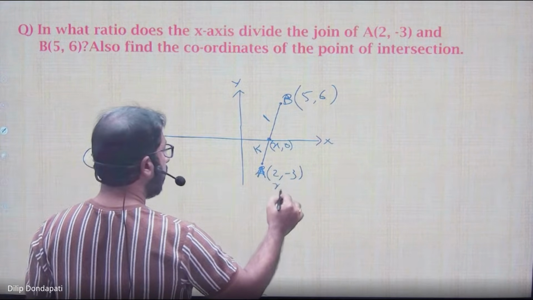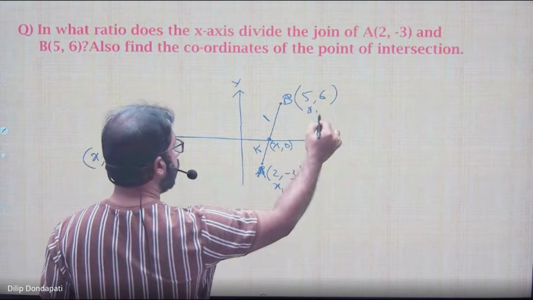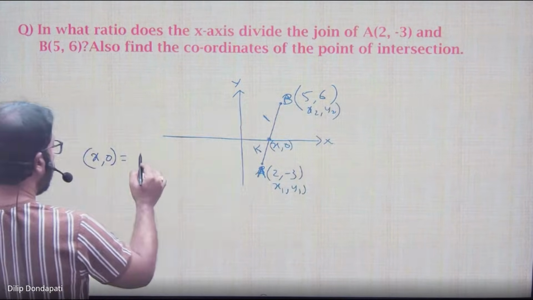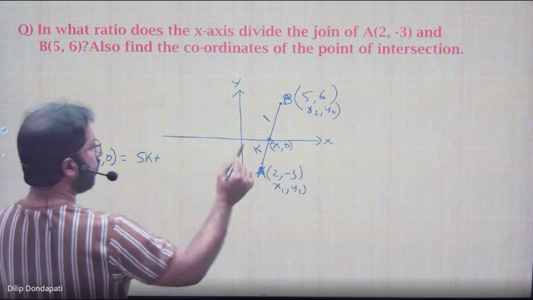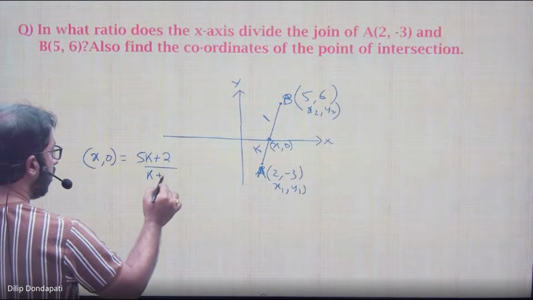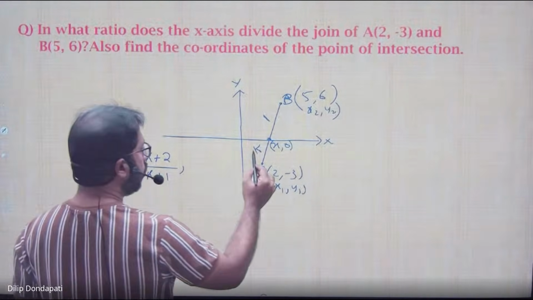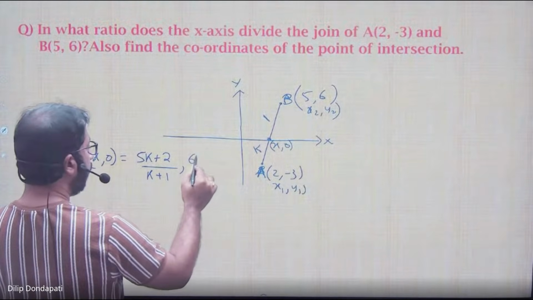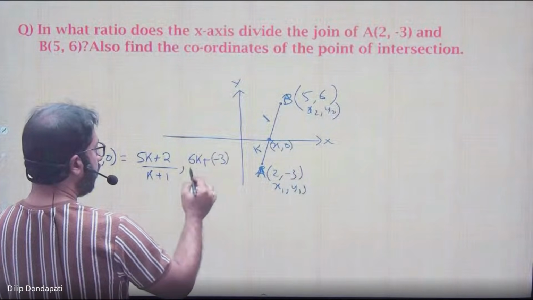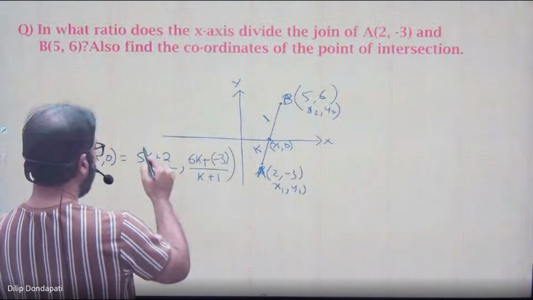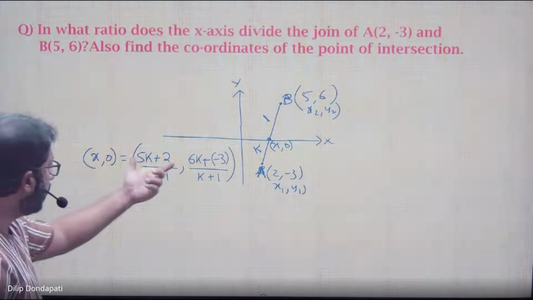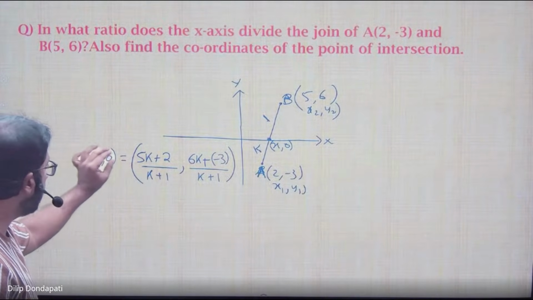this is (x1, y1), (x2, y2). Okay, mx2: so k times x2, which is 5, 5k, plus nx1, so 1 into 2 is 2, by m plus n, which is k plus 1, comma, my2, k into y2 is 6k, plus ny1, 1 into -3 is -3, by k plus 1. These are the coordinates of the point P. Now, I told you, two coordinates will be equal when this one equals this one and this one equals this one.